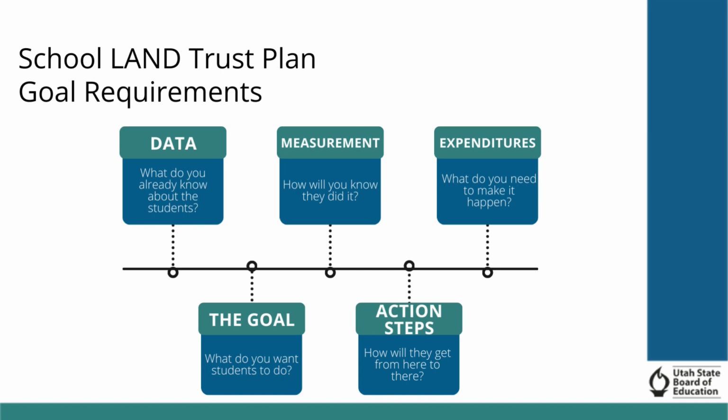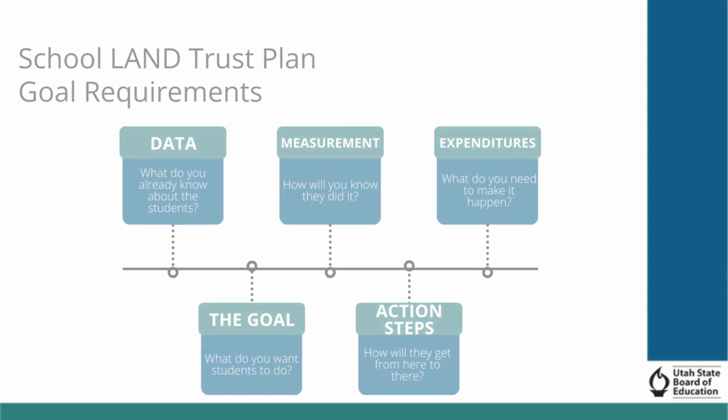The action steps and expenditures of a goal need to explicitly state what school land trust funding will be used for and how it directly impacts the academic goal. It is helpful to add a total of expenditures at the end of each action step in addition to the expenditure description box.